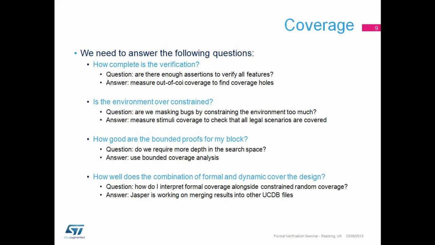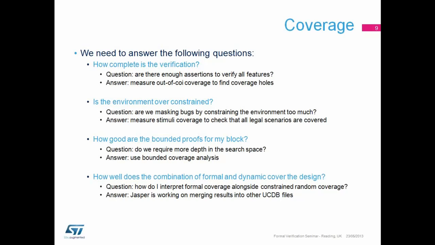Basically, in the context of the tool that we were using, there are some very good answers. So you can do things like measure out-of-cone coverage to find coverage holes, right? So that's analogous to looking at structural coverage in terms of simulation. You can look at measuring stimuli coverage to check that, in terms of your state space, your cone of influence is covering the legal scenarios, the valid scenarios, and that you're not reasoning about scenarios which are completely meaningless. We could also use bounded coverage analysis to check that for properties that didn't converge, they were going deep enough in the search space. All right, so you can get answers to those questions.